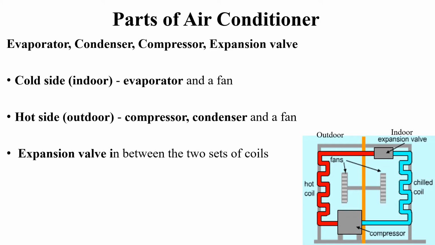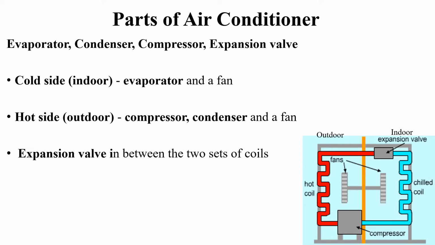Different parts of an air conditioner are the evaporator, condenser, compressor, and expansion valve, with some connecting pipes, fans, a thermostat to maintain the temperature, air filters to clean the air, and some other parts. Here, the main parts we will be focusing on are the evaporator, condenser, compressor, and the expansion valve.